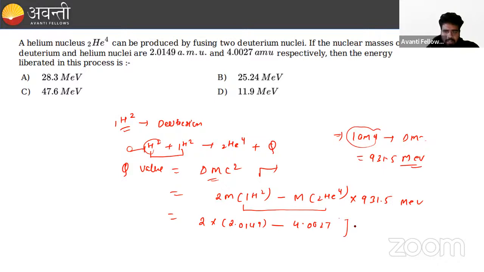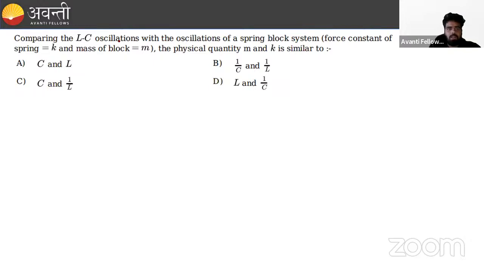After solving this, we will get 25.24 mega electron volt. Option B is the right one. Let's move to the next problem.